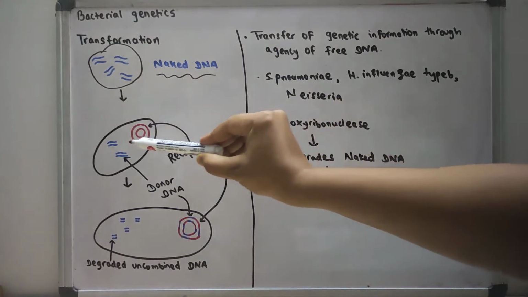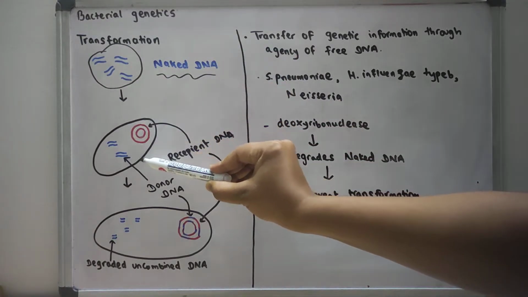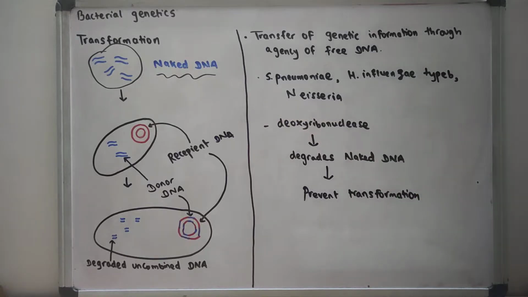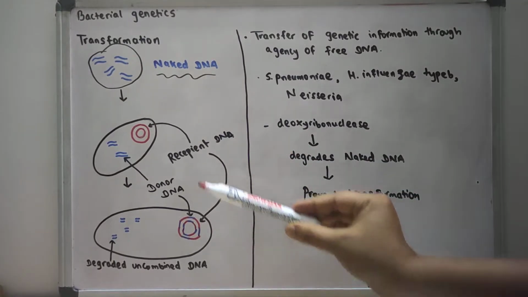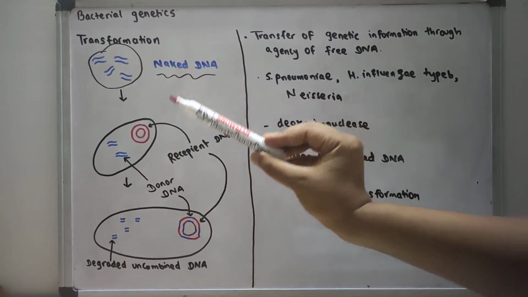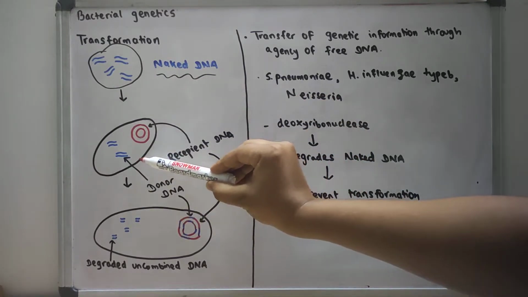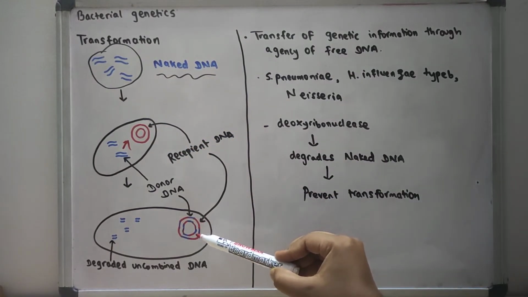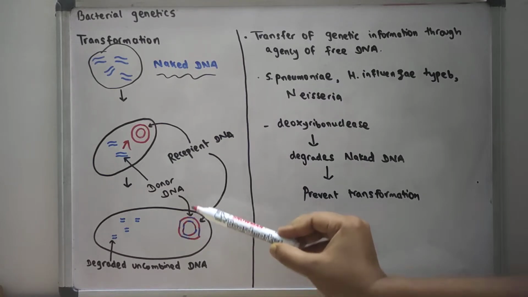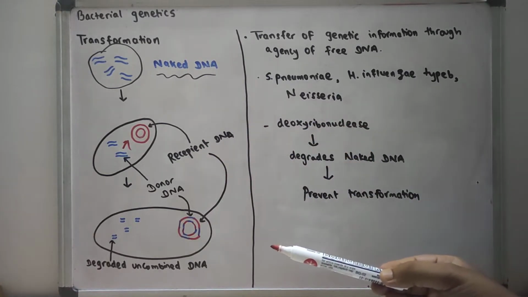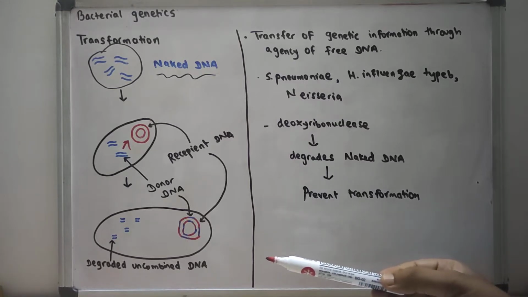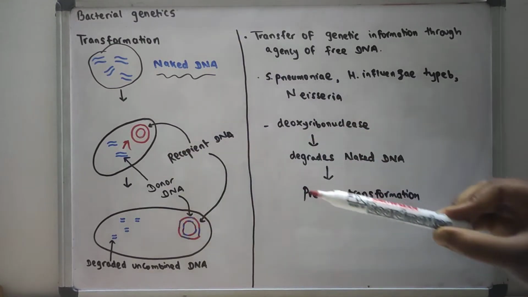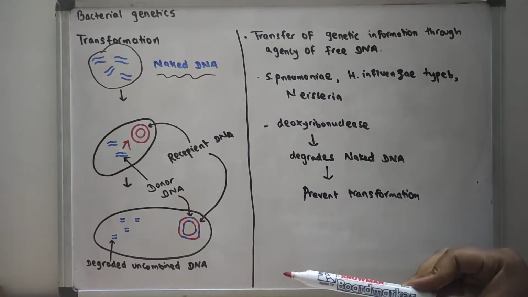So the naked DNA is now present inside the bacterial cell. After the bacteria take up this naked DNA, we also call it the donor DNA. This donor DNA gets incorporated into the recipient DNA. So here you can see the new combined DNA, that is, there is presence of both the recipient DNA and donor DNA, and the remaining degraded uncombined DNA is present inside the bacterial cell.